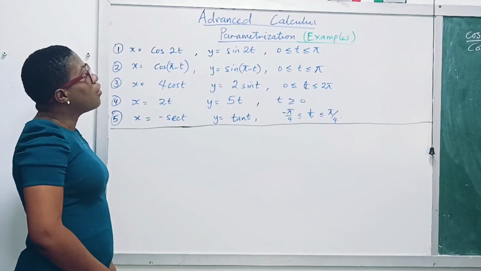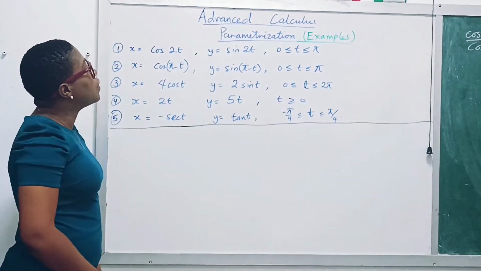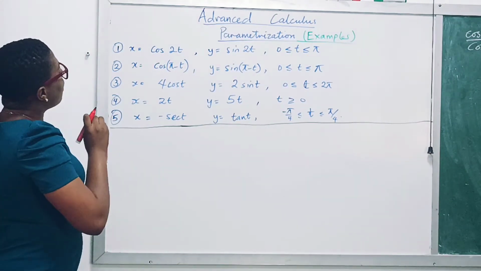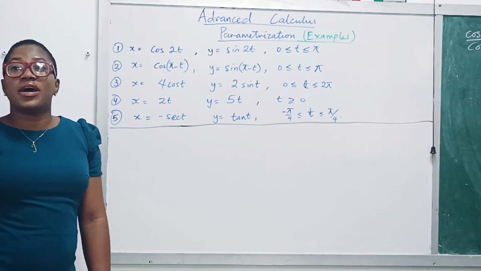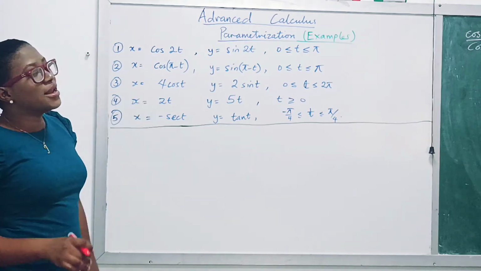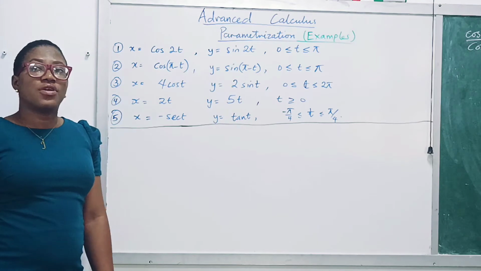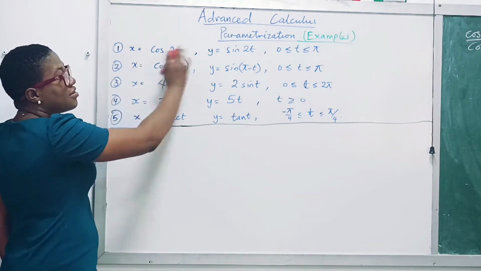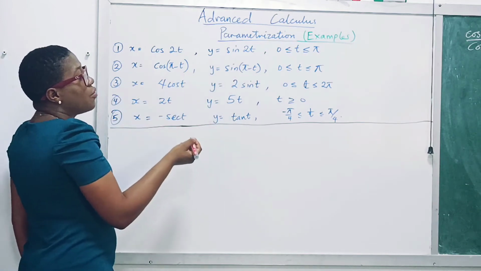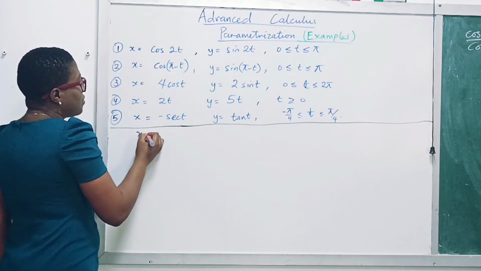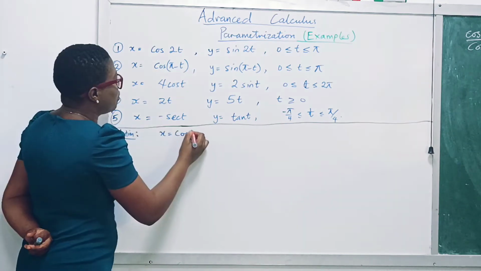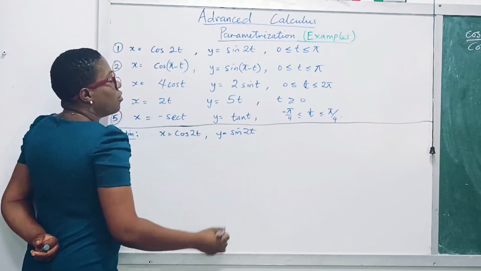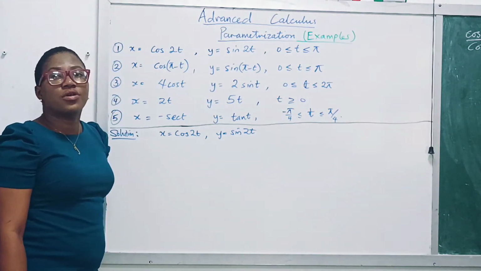Okay, so we're going to take some examples on parameterization. Many examples, actually. We have questions 1 to 5, and we may even have more. But let's try this, and then I'll give you the rest as exercises to try yourself. Okay? So if we have this question, this is simple, right? It's almost exactly what we've done before. We have x equals cos 2t and y equals sin 2t. What trig function comes to your mind?